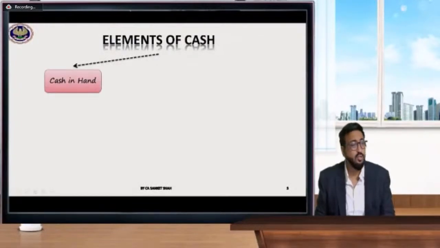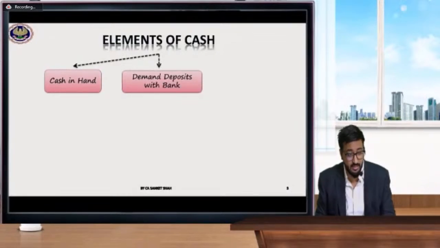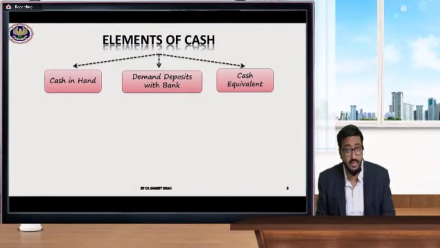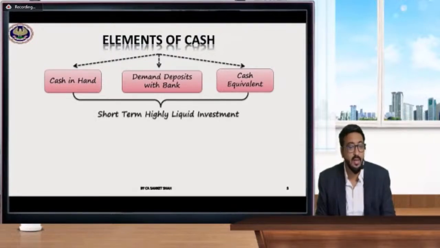Elements of cash is not only cash in hand. Remember, it is not only cash in hand, but it is also demand deposits with banks, and cash equivalent also. So cash equivalent means it is a bank balance in simple language, and these are highly liquid. Highly liquid means short term, so you can invest it and you will get it within 2 days. It's called elements of cash.